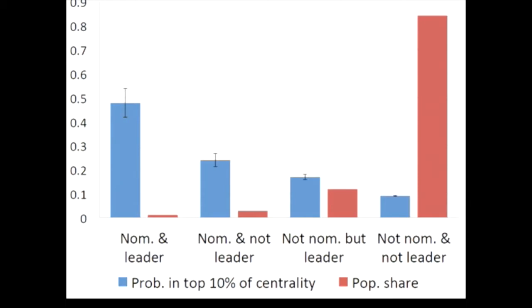If you're not named and not a leader, you're pretty unlikely to be in the top 10% of the centrality. And once you're named and a leader, that's only a tiny percentage of the population, a little more than 3%, and you end up with almost a 50% chance of being in the top 10% of the diffusion centrality. So just looking at the leadership status and asking whether this person was named by individuals, asking some subset of the population who the people are that we should talk to, you end up with a fairly good predictor of their diffusion centrality.